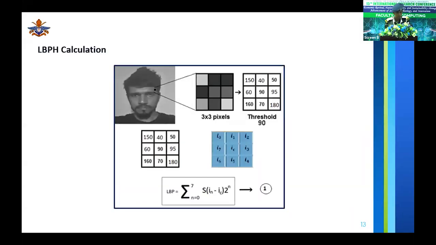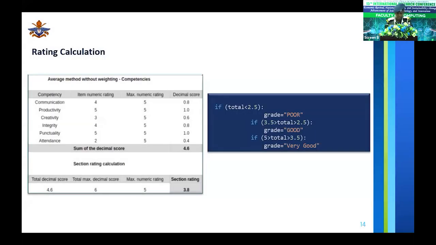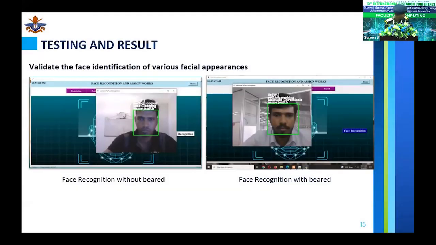They use LBPH calculation with gray color images to calculate identification. For the rating calculation, there are three grading levels: poor, good, and very good. I use a standard method to calculate this rating level. And these are the testing and results.